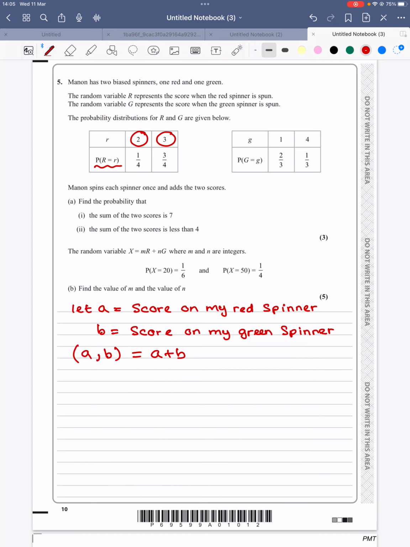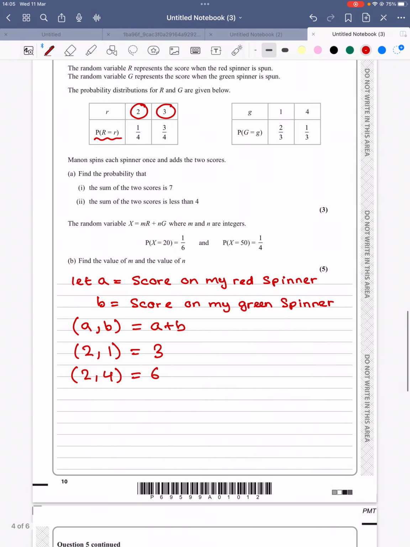So I'm just going to do this systematically. What I'm trying to do is fix my red spinner's 2 and just go through the possible values of my green spinner. So I'm going to say (2, 1). That's the first one I could get. That equals 3. Then I'm going to say (2, 4). That would equal 6. Then I'm going to say 3, because I've done all the possibilities where my red spinner was a 2.